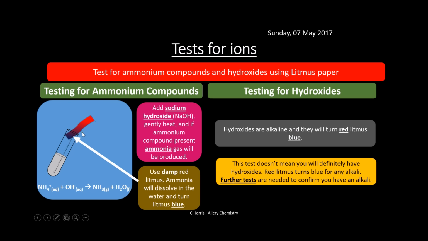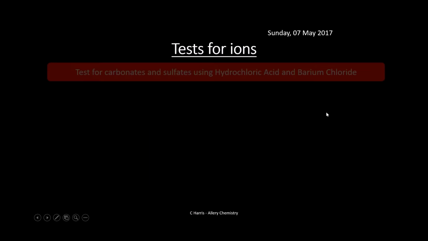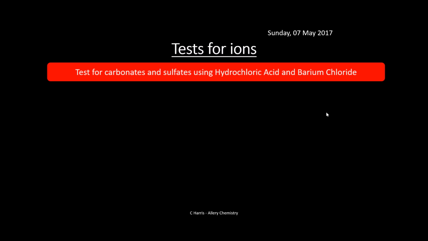And testing for hydroxides, basically these are alkaline and they'll turn red litmus blue, which is pretty straightforward. But it's really difficult because a lot of things turn red litmus blue. It's not necessarily a sign of a hydroxide. So you're going to do further tests to effectively discount the other ones and just to confirm that it is a hydroxide.